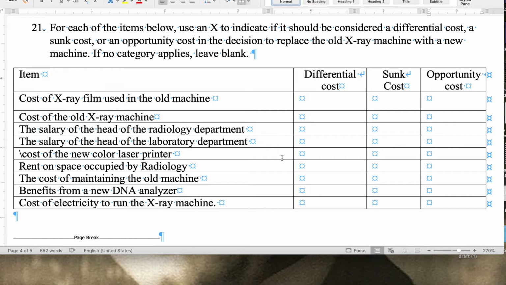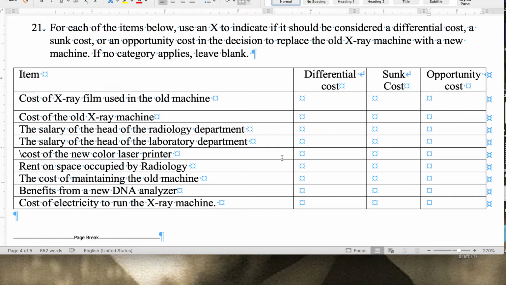So just looking at the first item, cost of an X-ray film used in the old machine. We can assume that we have a choice, right? We either keep the old machine we have, or we buy a new X-ray machine. That's the choice here.